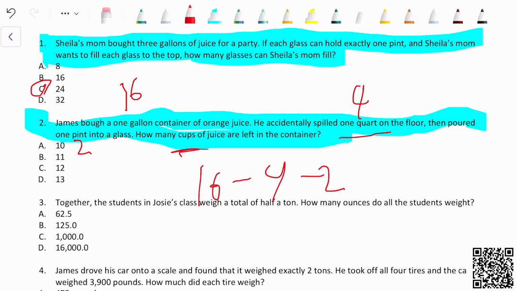And now, following that same logic, we can do 16 subtract 4 subtract 2, or just 16 subtract 6, because 4 plus 2 is 6. So that means it would equal 10. He still has 10 cups left.